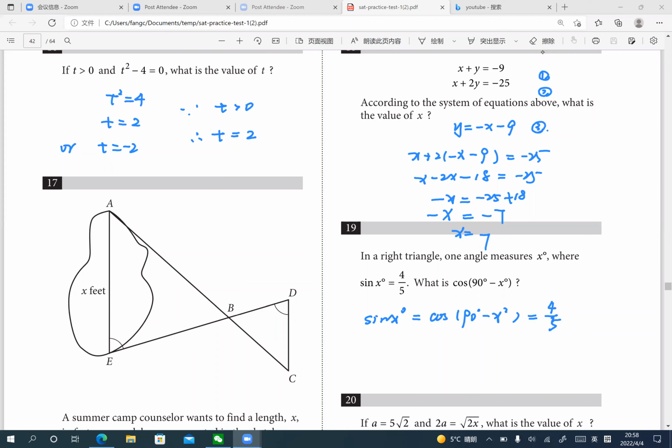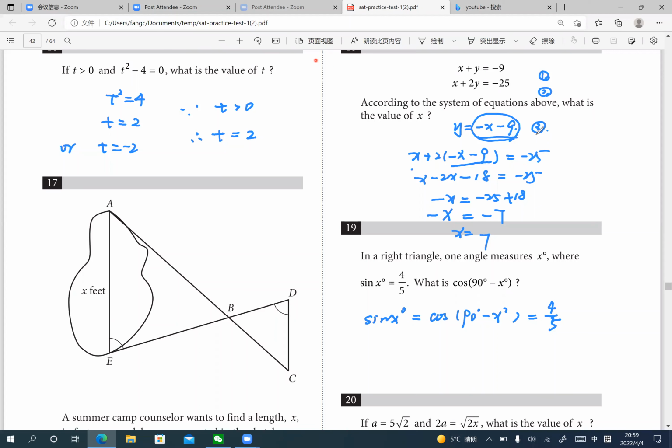Then because y equals negative x minus 9, we substitute negative x minus 9 for y into the second equation. We get x plus 2 times negative x minus 9 equals negative 25. Then simplified, x minus 2x minus 18 equals negative 25. Then x minus 2x is negative x, and equals negative 25 plus 18, which is negative 7. So negative x equals negative 7, x equals 7. So question 18, x equals 7.